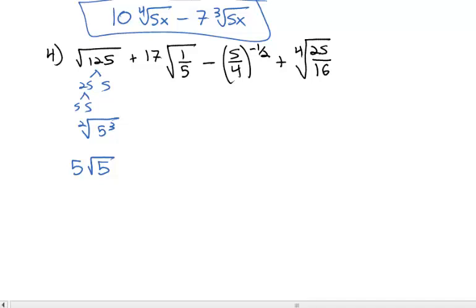The second term, 17 times the square root of 1/5, taking the square root of the top and bottom is 17 square root of 1 over the square root of 5. And we know we can rationalize the denominator by multiplying by the square root of 5 in top and bottom. This will give us 17 square root of 5 over the denominator of 5.